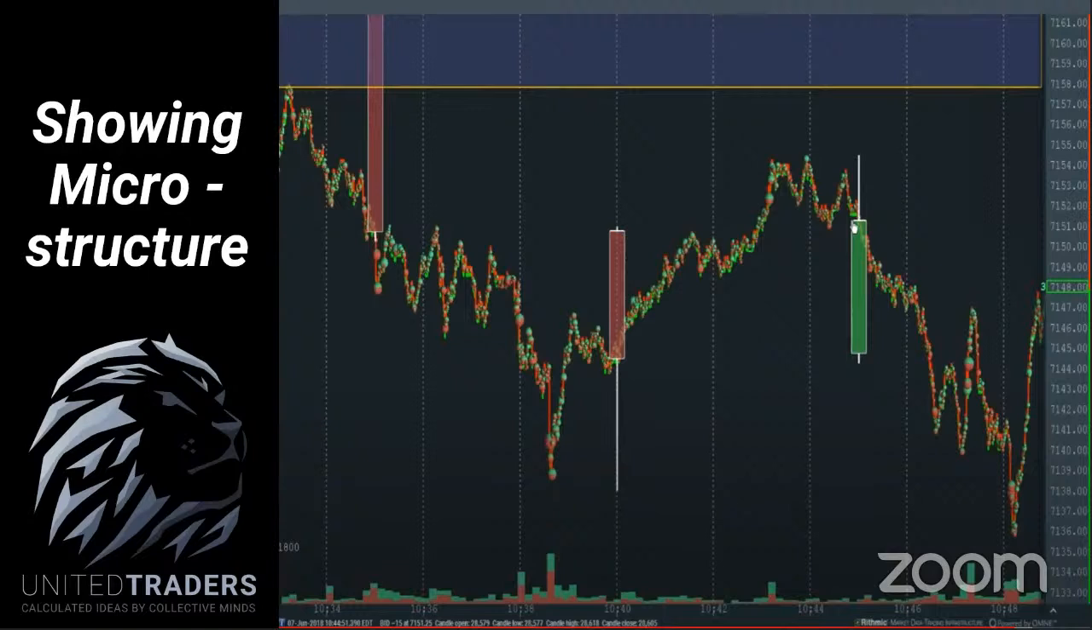That is important for me. That shows me that, okay, yes, there was some selling, but it could be one order, or it could be a series of orders and stop losses getting triggered, and then we moved right back up.